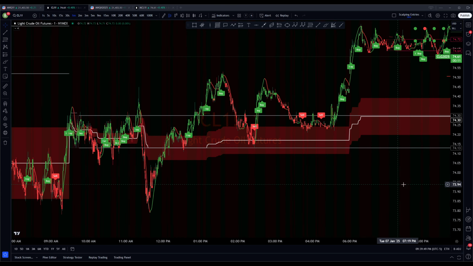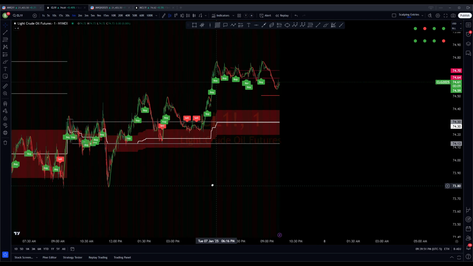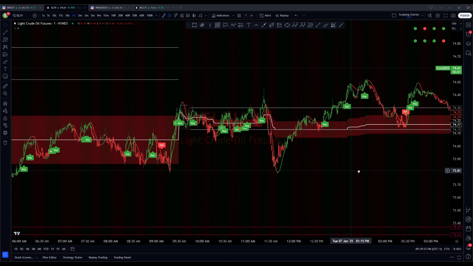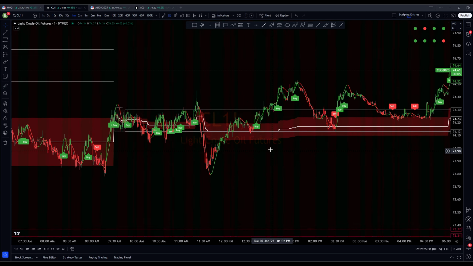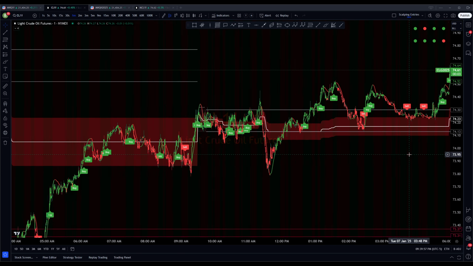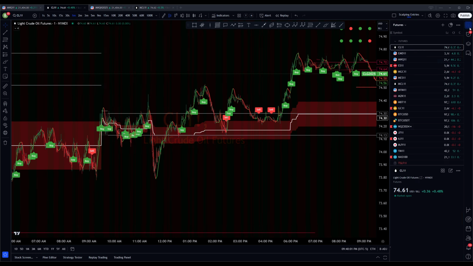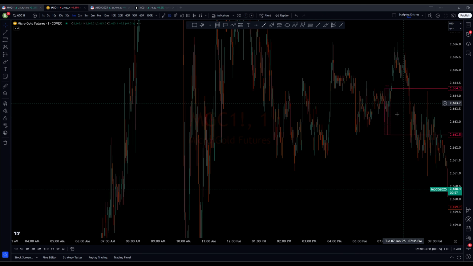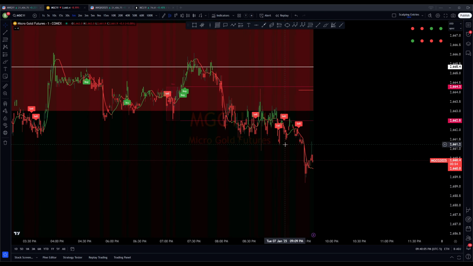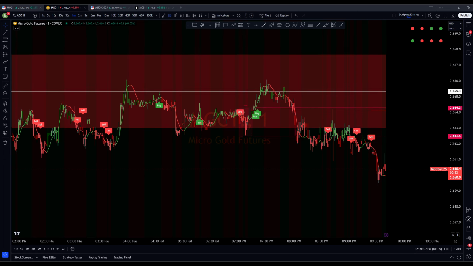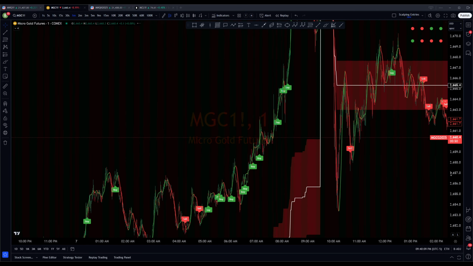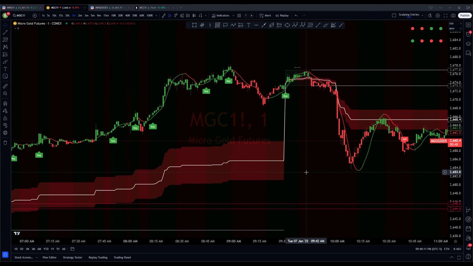Oh, that was a really ugly day. But it would have been profitable had you bought the bounce and then held your stop loss below, up to the top. Let's check on some gold. There is the gold right there. Where's our zones? There's US right there.